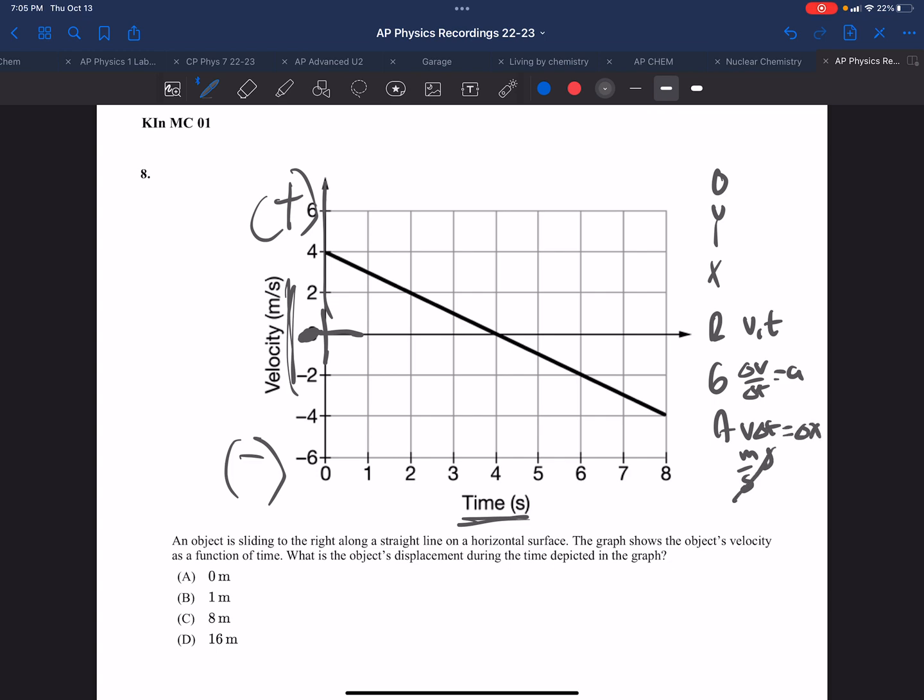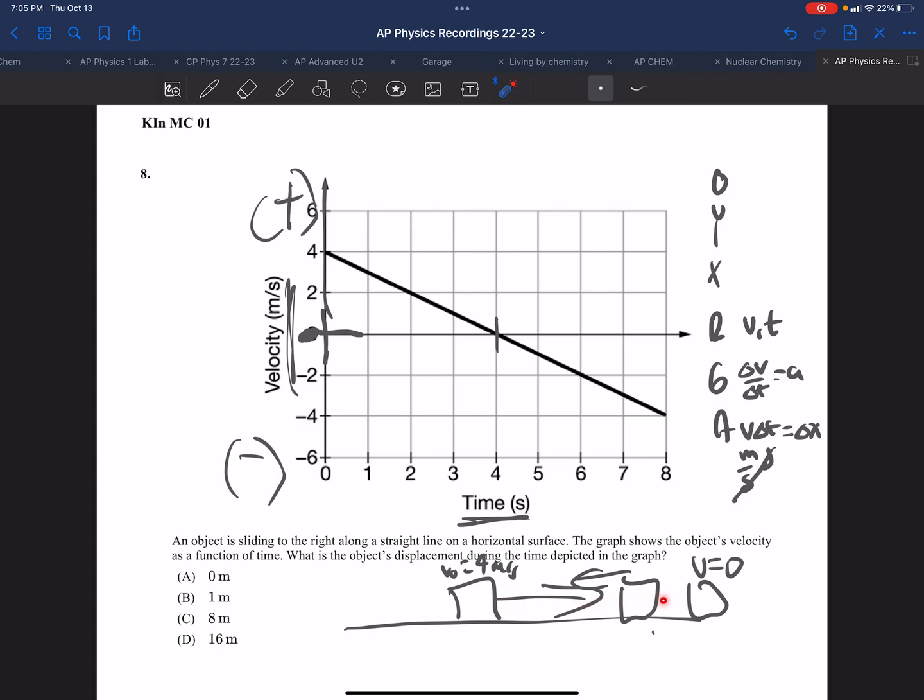All right, so now we're ready to read the question. Sliding to the right along a straight horizontal surface. So we see a velocity of v0 equal to 4 meters per second. After 4 seconds, the velocity is 0. And then we see the velocity later, it's going this way. It has a negative velocity. So this thing is slowing until it comes to a stop and then speeding up in that direction. That's kind of weird behavior.